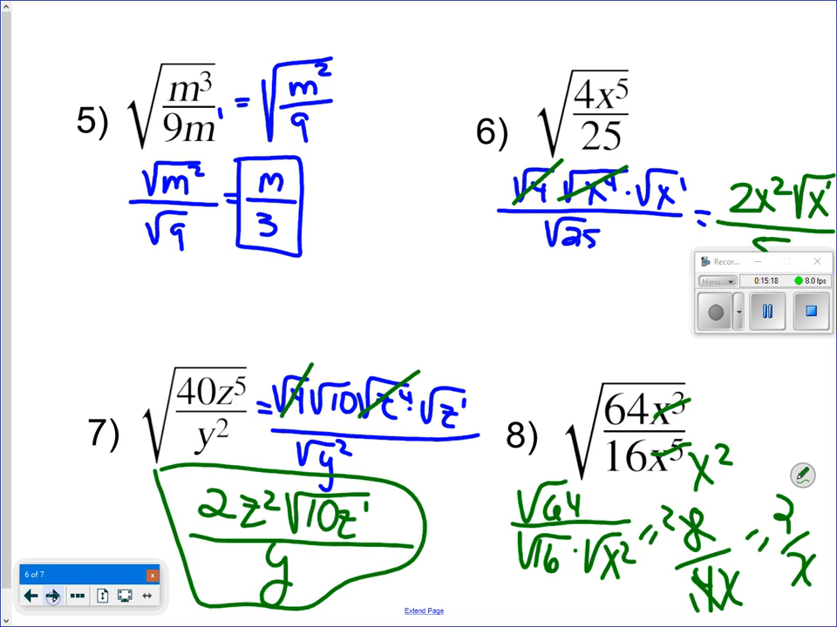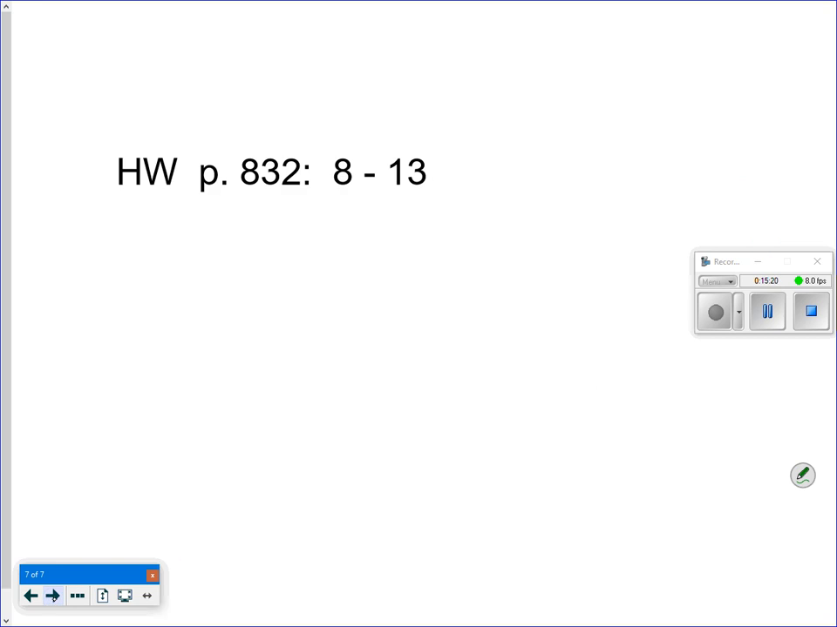Okay, so there are some samples for you of simplifying your radicals, fractions and regular numbers. You're going to continue with the same assignment, page 832. Try numbers 8 through 13. All right, we'll see you next time.